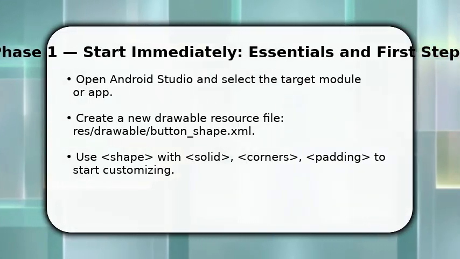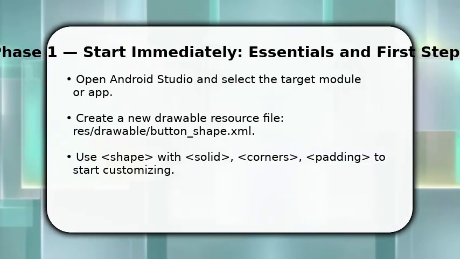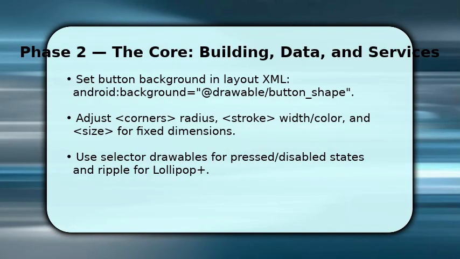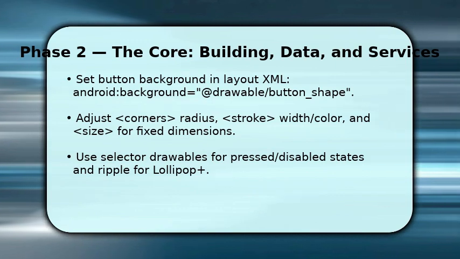Make sure to use dp values for corners and padding so the shape scales correctly across devices and densities. Now apply the drawable to your button via android:background equals @drawable/button_shape in the layout XML.